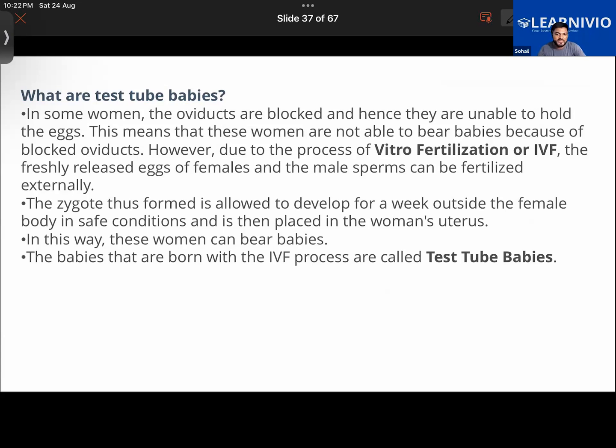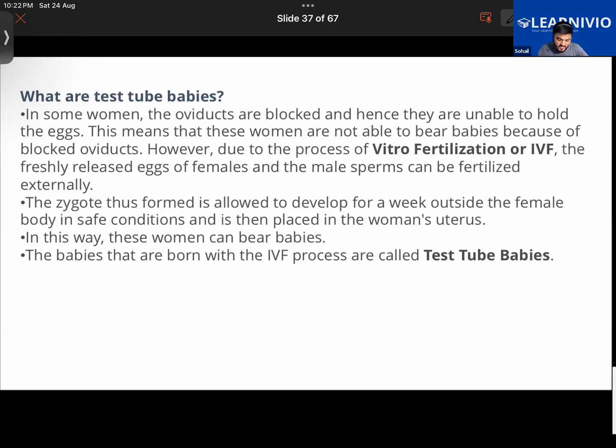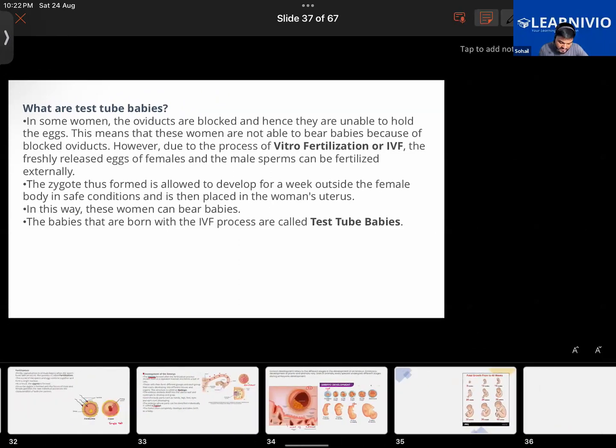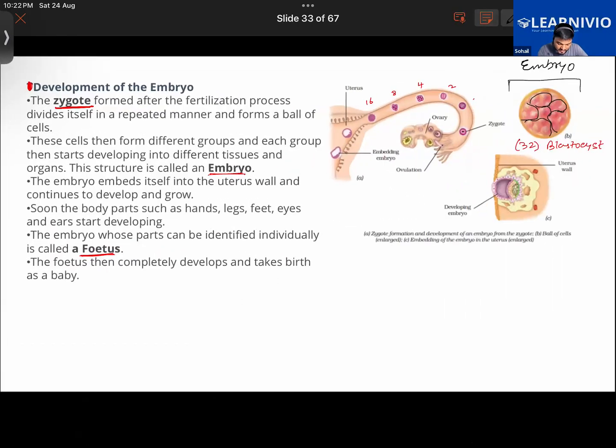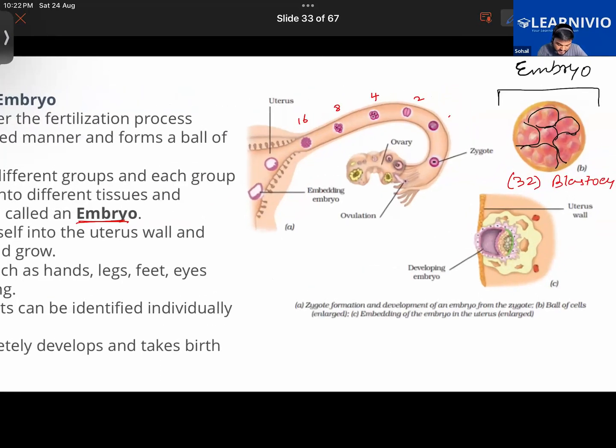In some cases, the fallopian tube of the woman can be blocked from birth. So fertilization will be difficult; it can't take place. Try to think of it like this: if the tube is blocked, will the ovum pass further into the fallopian tube? Obviously not. Getting it, everyone?